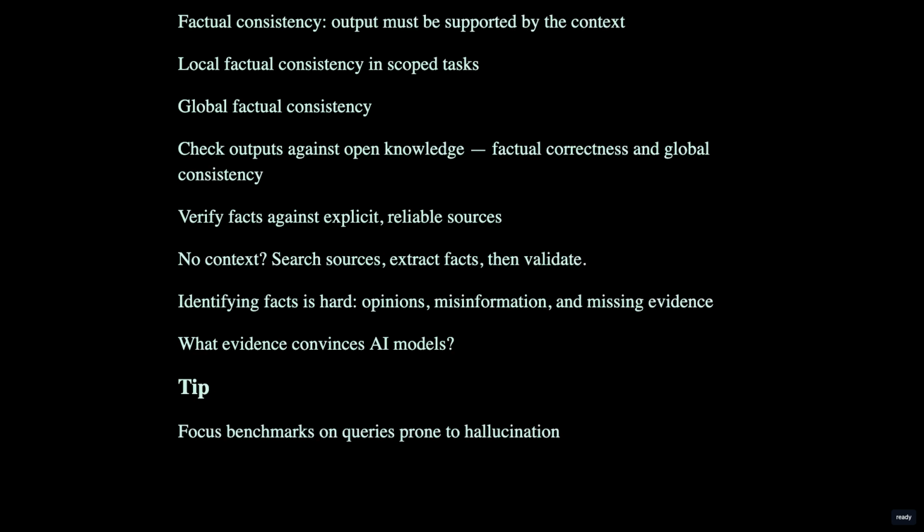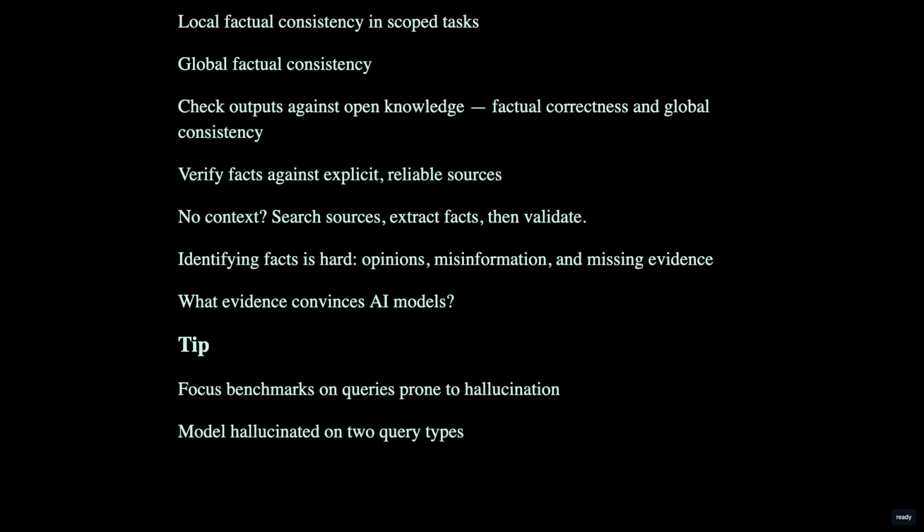Start by analyzing model outputs to identify which kinds of queries cause hallucinations. Design your benchmark to prioritize those query types so it measures the model where errors are most likely, not evenly across all prompts.